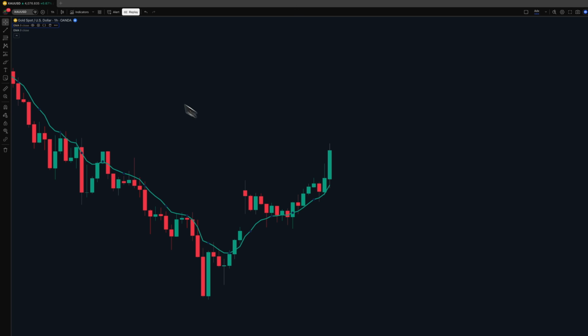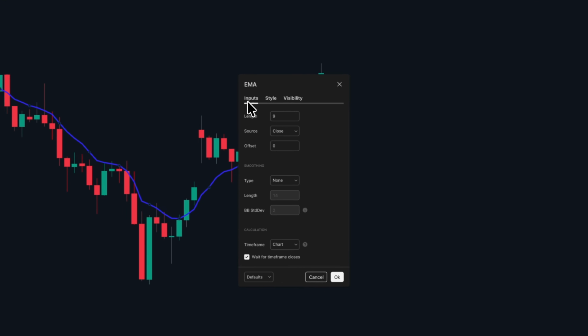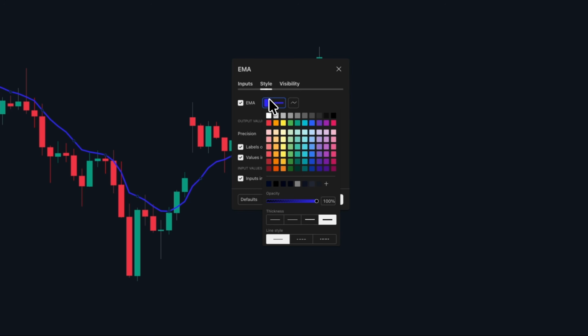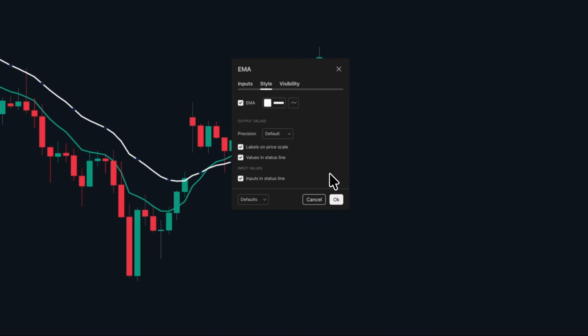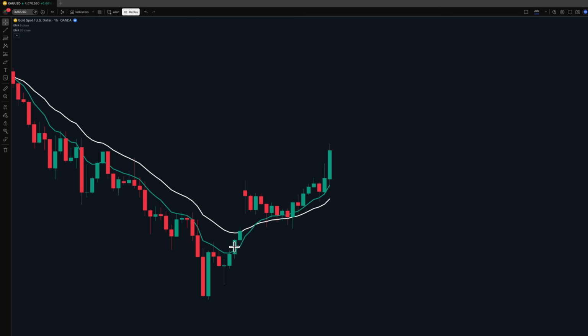Now, do the same with the second line, but this time change the length to 20 and set the color to white. So the green line is our 9 EMA. This one is fast, and it reacts quickly to momentum, and the white line is our 20 EMA. This one is slower, and it shows us the short-term trend direction. From here on, I will refer to them only by their numbers.